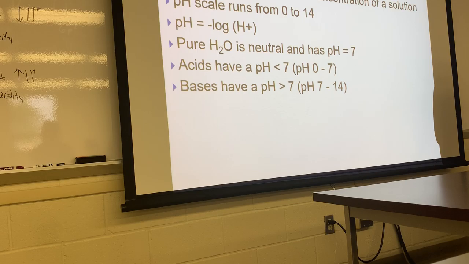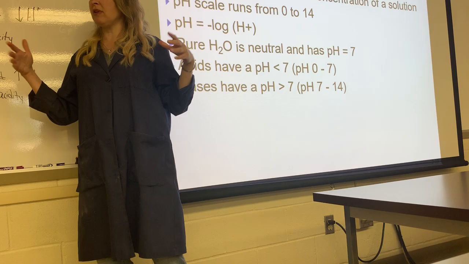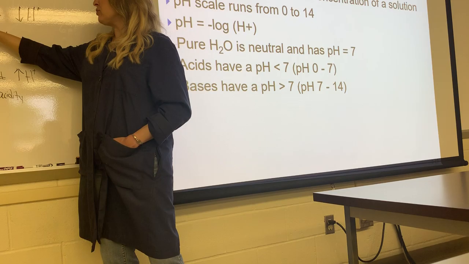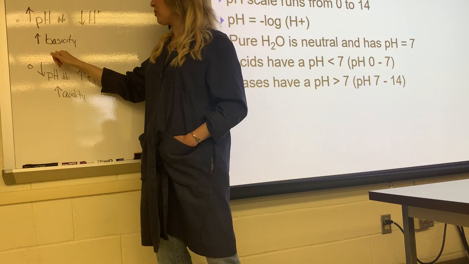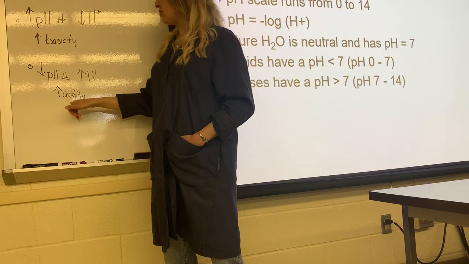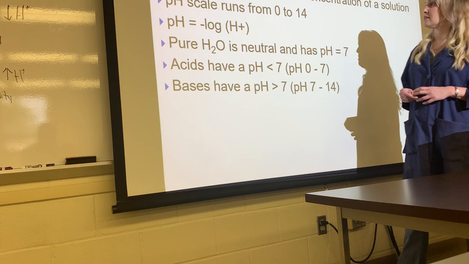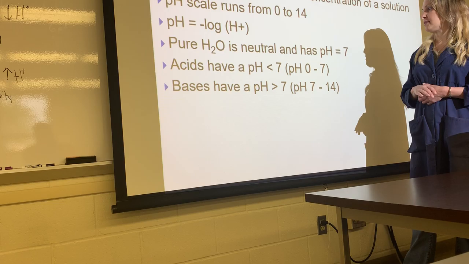Okay, so as I said before, pH stands for potential hydrogen in the solution. The scale itself runs from 0 to 14. So as you increase the number on the pH scale, say you're at 14, that's going to be the most basic pH. 0 is the most acidic. So essentially, what I wrote on the board is true. As you increase the pH number, you decrease the amount of hydrogen and you increase the basicity. If you drop the pH number, you increase hydrogen and you increase acidity. So again, if you remember that, then the rest should be pretty easy.